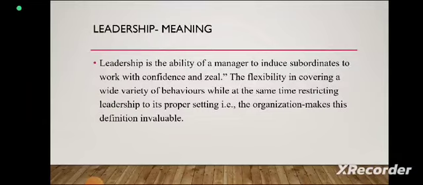So, the head of the educational institution or an organization should help and support the subordinates like staff and professors and the students to work towards the success of that institution. He or she should be supportive and able to increase the confidence level of the subordinates. They should be flexible in covering a wide variety of behaviors while at the same time restricting leadership to its proper setting. So this is the leadership meaning.